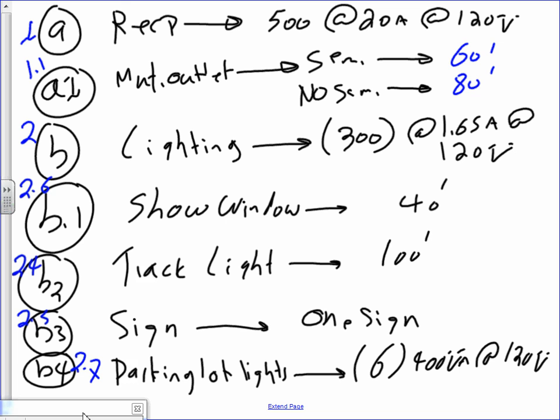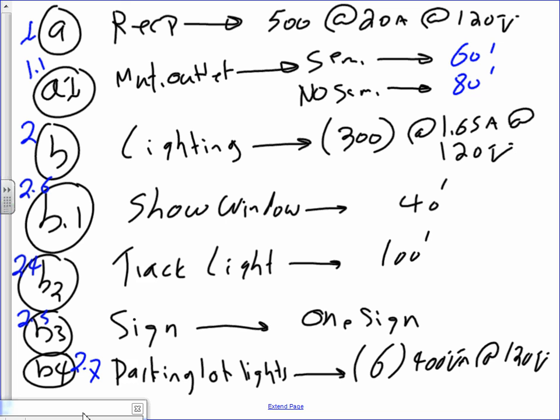Right underneath it, we have a show window. The show window part of it is 40 feet. Who cares? The code treats the show window differently. Track light. We have 100 feet of track light. Sign. We have one sign that says welcome to whatever commercial building.